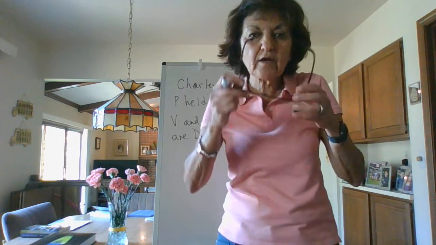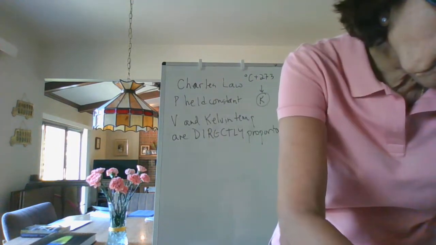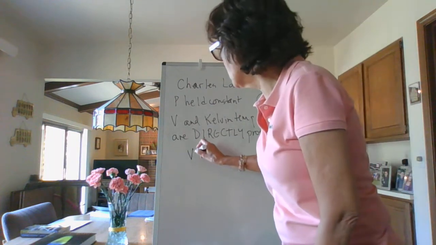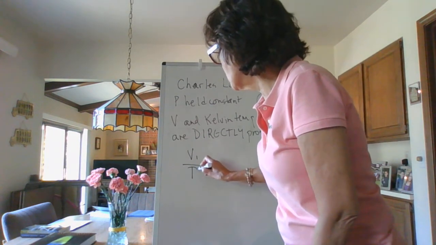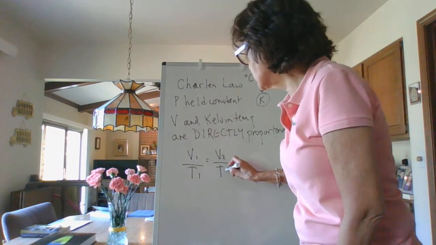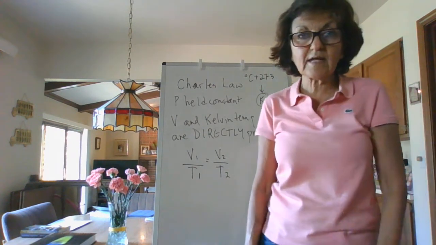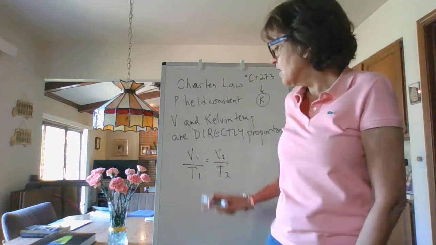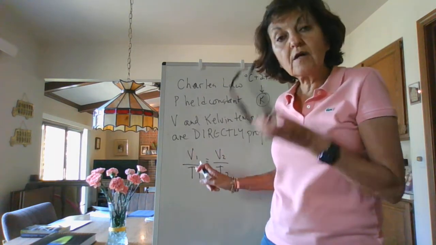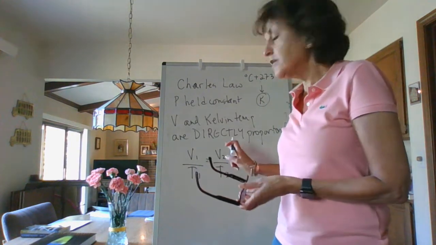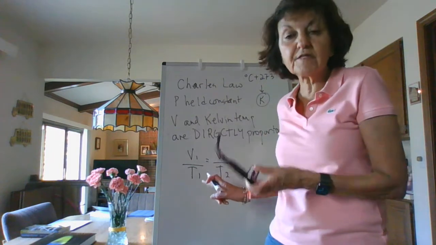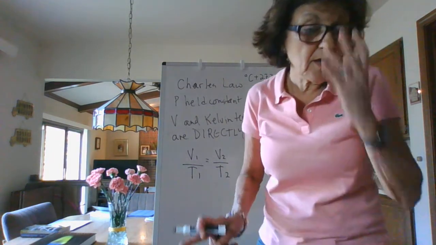So here's a quick question. Oh, let me show you what the actual equation is. So it's V1 over T1 is equal to V2 over T2. That's Charles' law, all right? So V1 is initial volume, T1 is initial Kelvin temperature. V2 is final volume, T2 is final Kelvin temperature, okay?